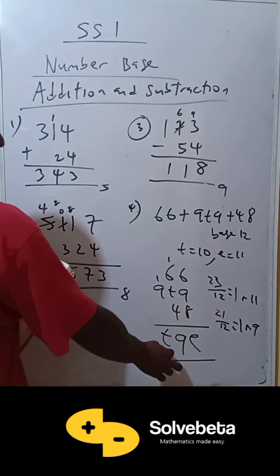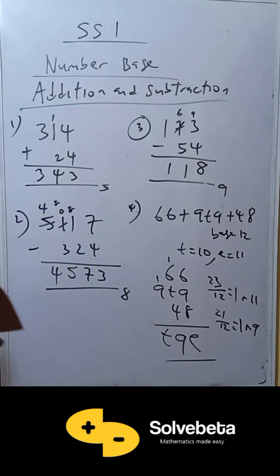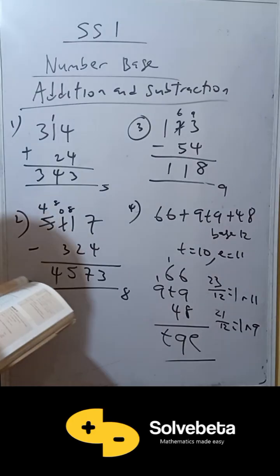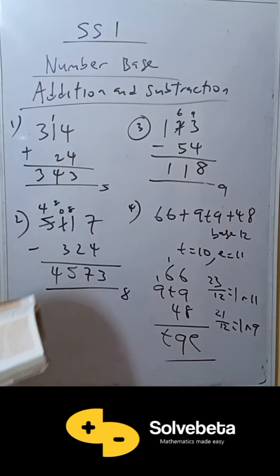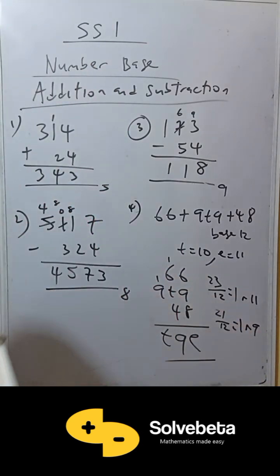T here is 10, E here is what? 11, which we call 11 in base 10. E is 11 in base 10, T is 10 in base 10. So quickly do this.